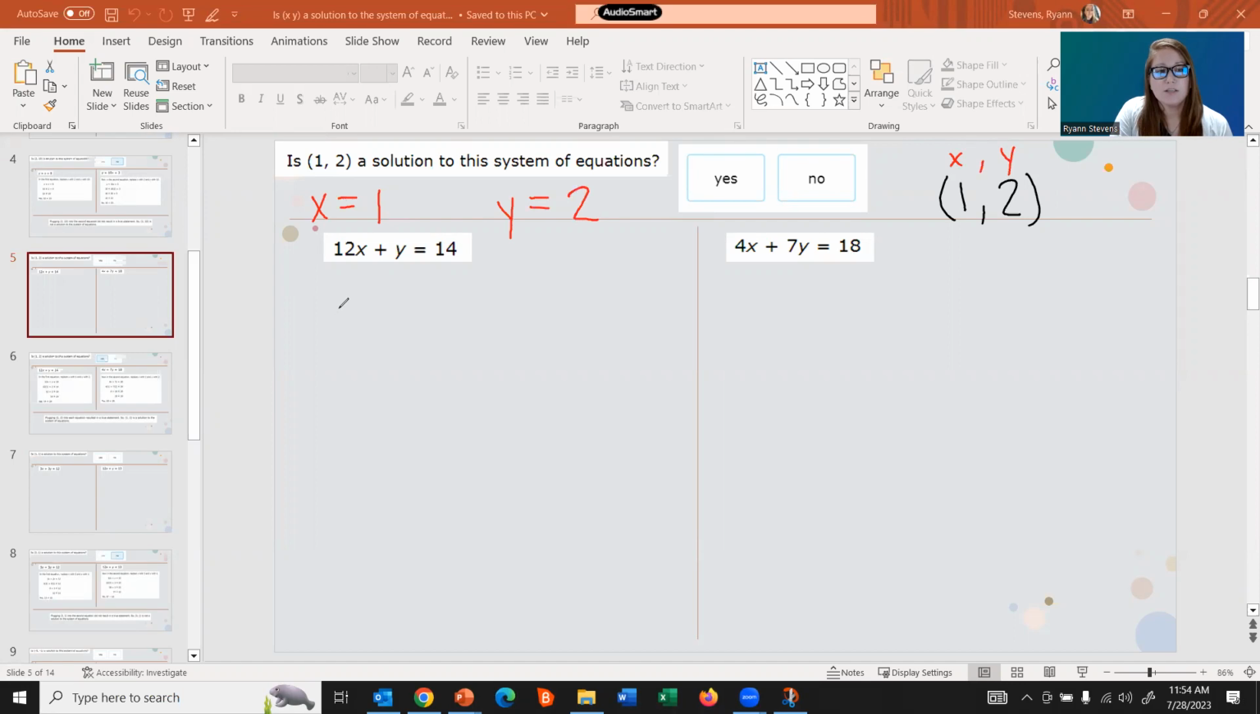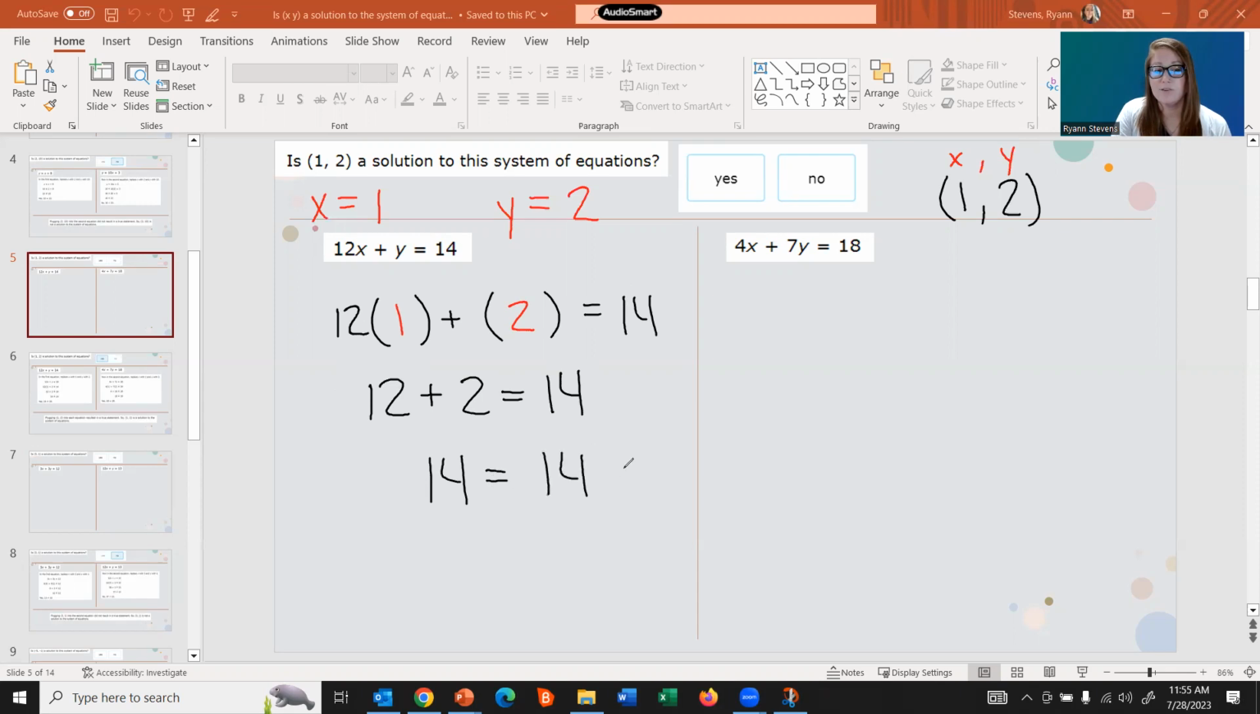So when we look at this first equation, we've got 12x + y. We're going to plug in a 1 for x, and then plus, for y, we're going to plug in the number 2. So this equation looks the same, except the variables are what we are replacing with numbers now. We have to remember order of operations. We're going to multiply or divide first. So 12 times 1 would give us 12, plus 2 is equal to 14. So we would say that yes, this is a true statement.